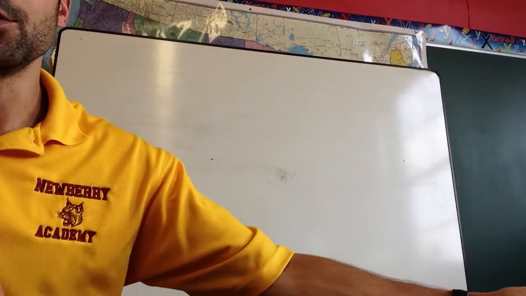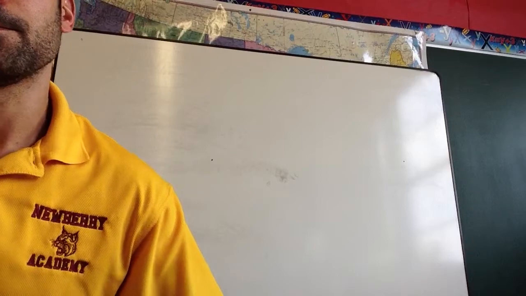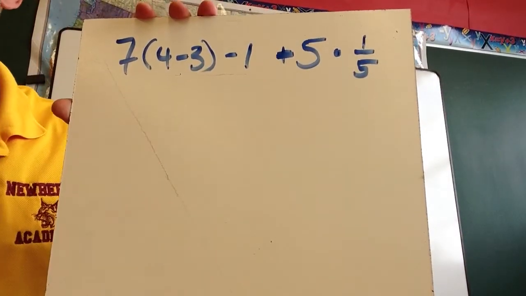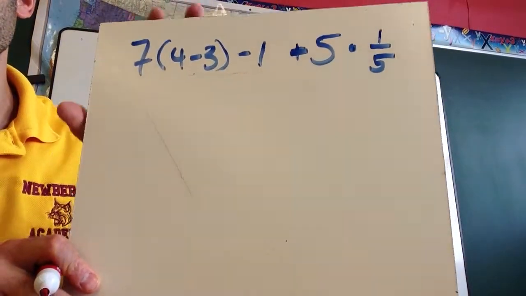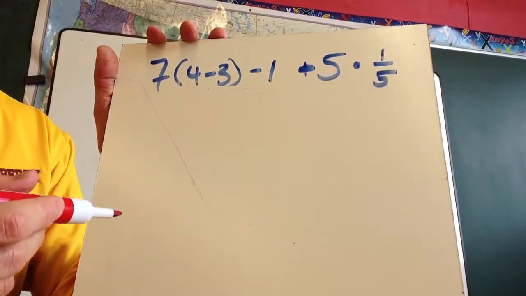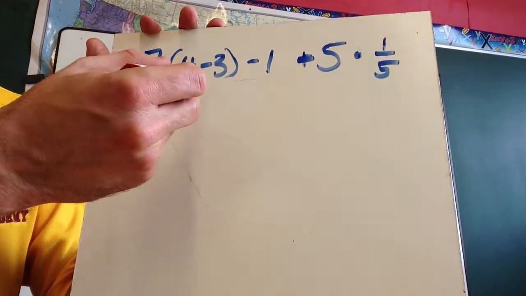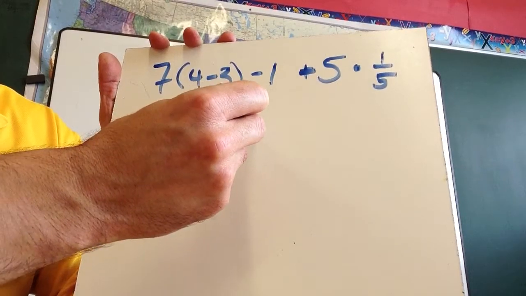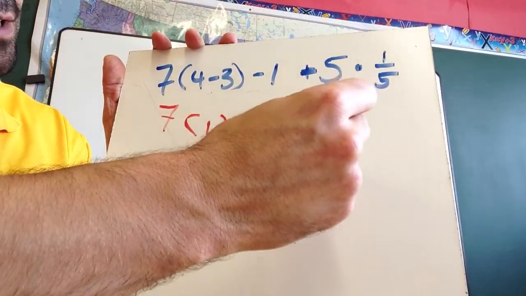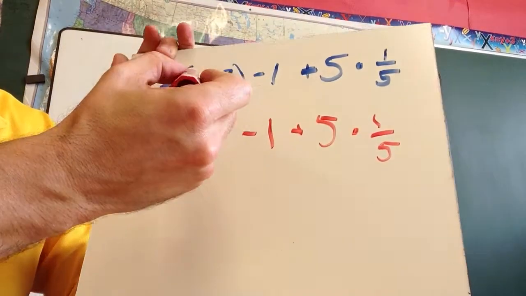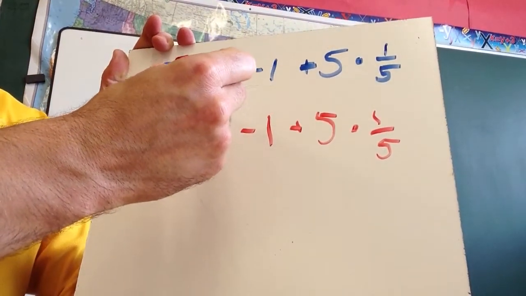All right, let's practice using some of these. So what we're going to do is we're going to solve this problem, and we're going to state the property that we're using. So in this first problem, I'm going to use order of operations to help me solve it, and I'm going to do the parentheses first. So this becomes 7 times 1 minus 1 plus 5 times 1/5. To get this, I used substitution.